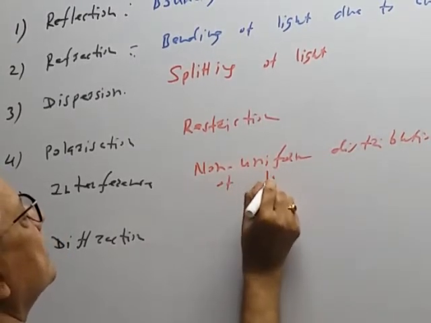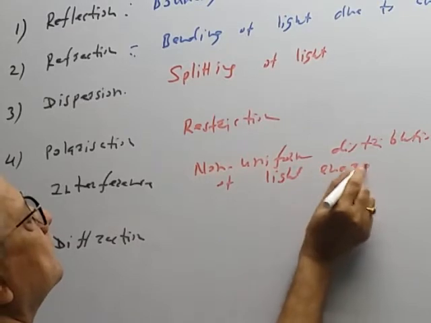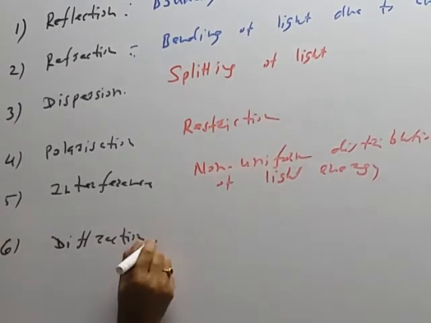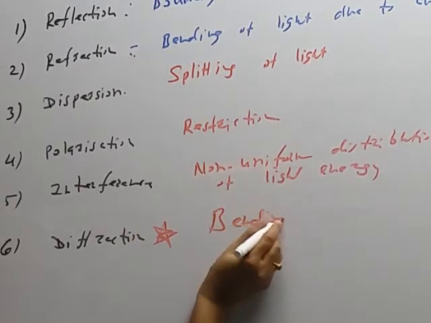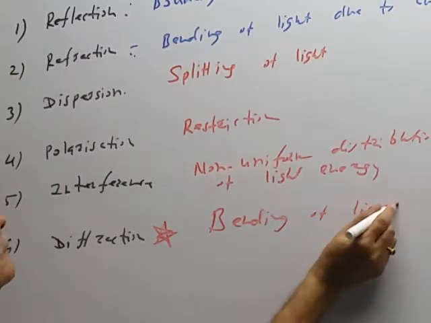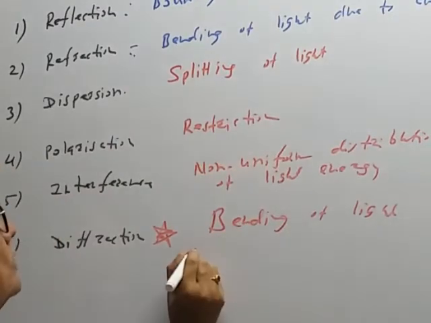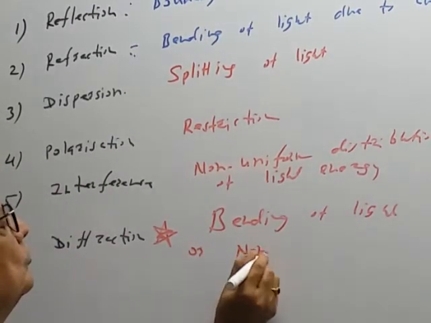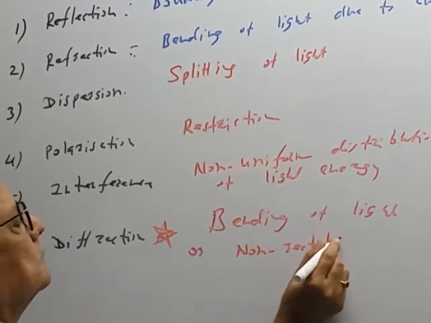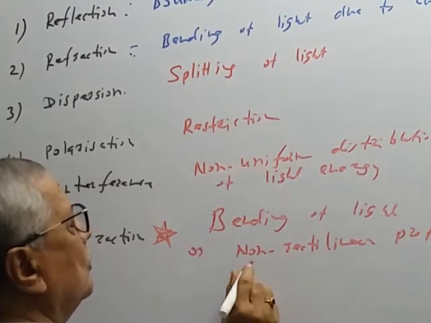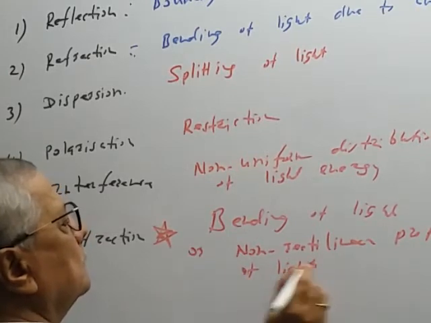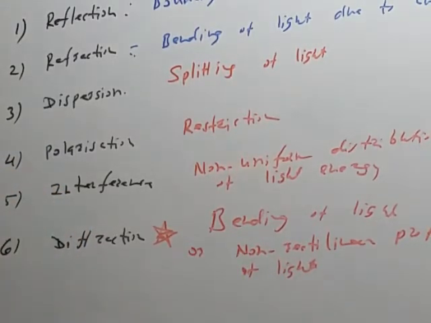Of light energy. And diffraction means bending of light. This bending of light, or non-rectilinear propagation of light, like this. So these are the phenomena that we can explain using the wave nature of light, and their meaning in a single sentence is like this.